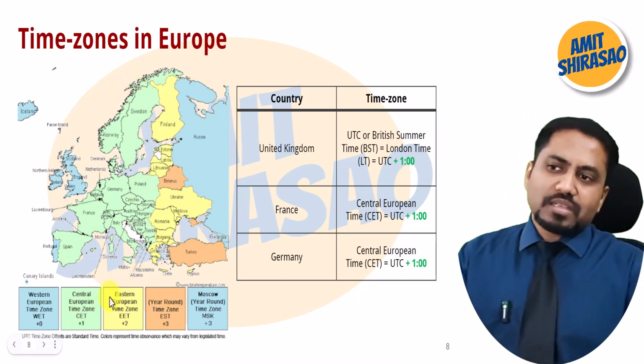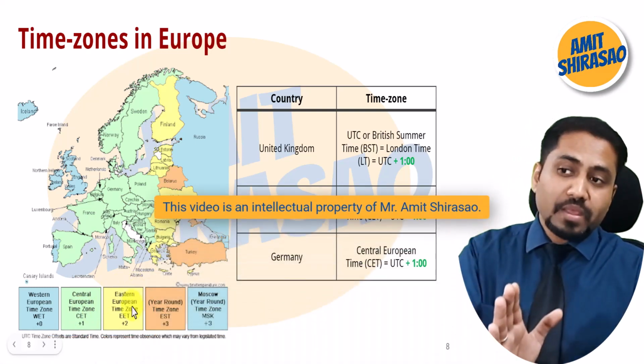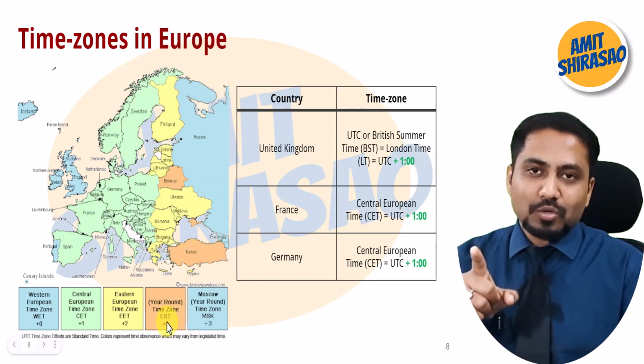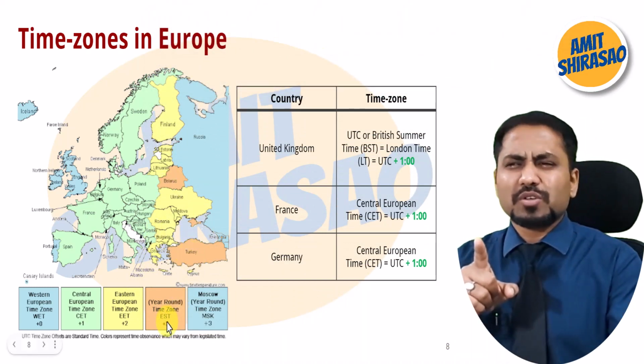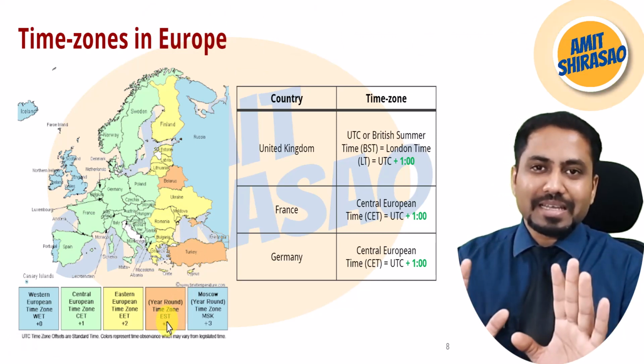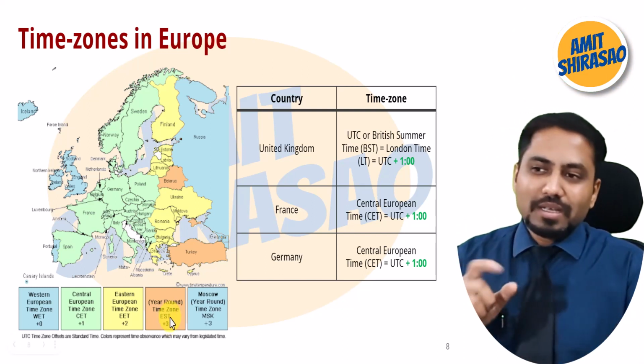And then there are a few countries mentioned in yellow, they follow Eastern European time zone. There are two exceptions, Belarus and Turkey. They have their own time zone. But you don't need to worry about it because Belarus and Turkey anyways don't have many IT companies, and that's why maybe your IT companies won't come from these two countries. So don't worry about it.